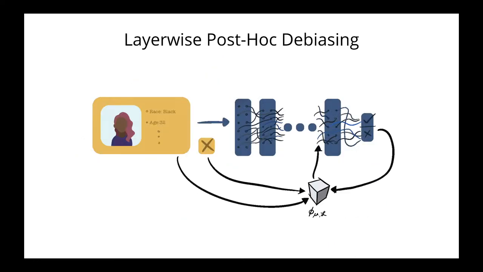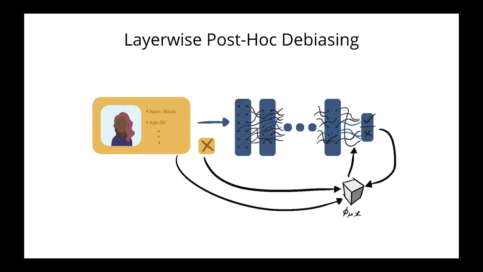The second post-hoc method is the layer-wise post-hoc debiasing. In this technique, we iteratively go through each layer of the network and identify which layer is most responsible for the bias. We then apply a black box optimization technique on the layer to minimize that loss. The black box technique we use in the experiments is gradient boosted regression trees, but any black box optimizer would work here.